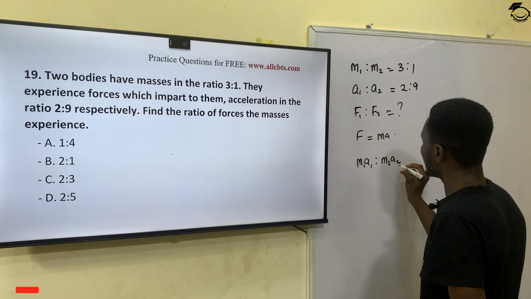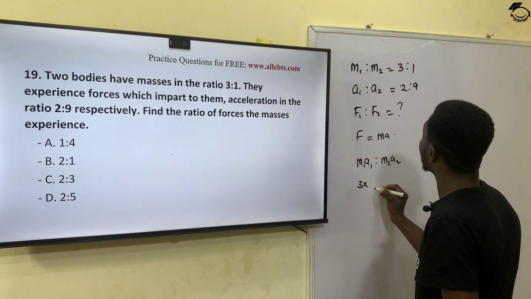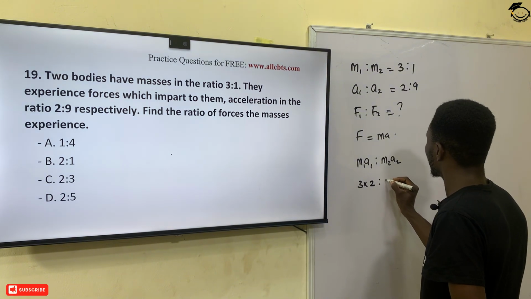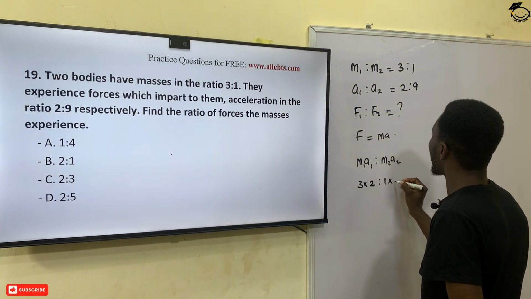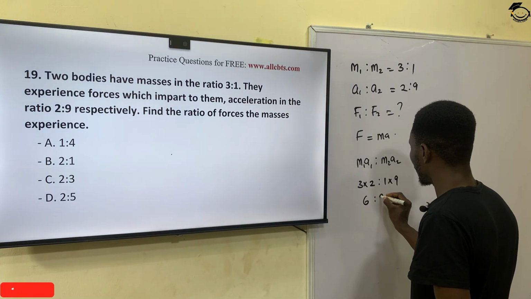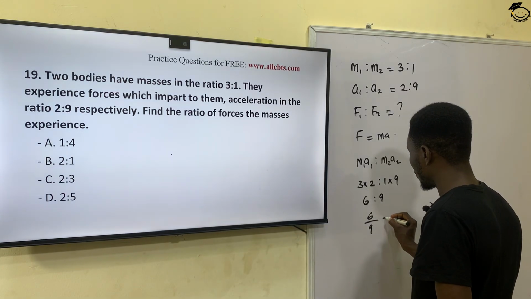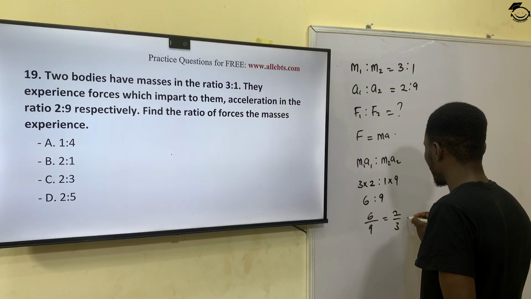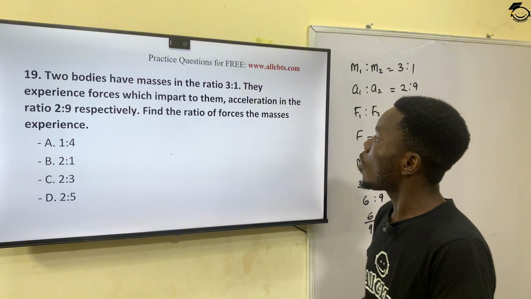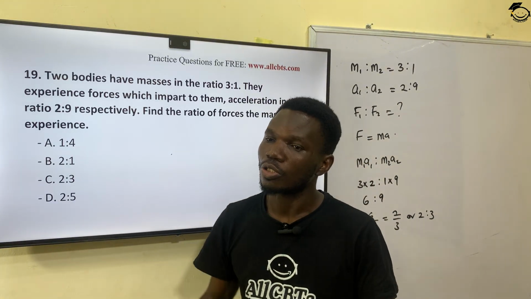M2A2. So this means that my M1 is 3 times, my A1 is 2, my M2 is 1 times, my A2 is 9. So this will give me 6:9, which is the same thing as saying 6/9, and that will give me 2/3 or 2:3. It means that the ratio of their forces is 2:3, which is option C.